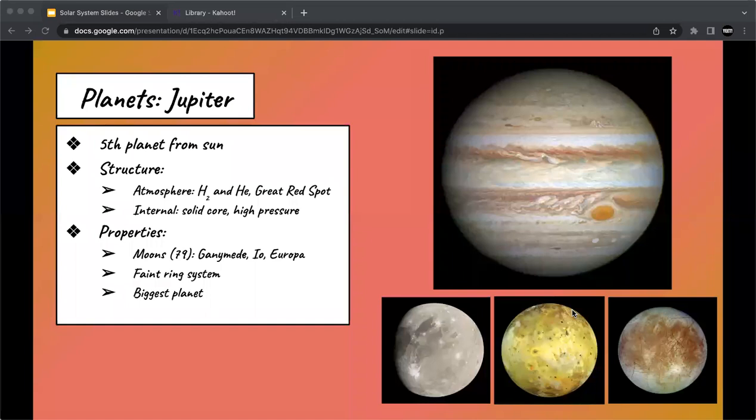And on the right, we have Europa, which other than Earth, has the best conditions for life in our solar system. There's an ice layer and there's an ocean of salt water underneath. Jupiter has a faint ring system. It's not too noticeable, I guess. And yeah, it's the biggest planet.